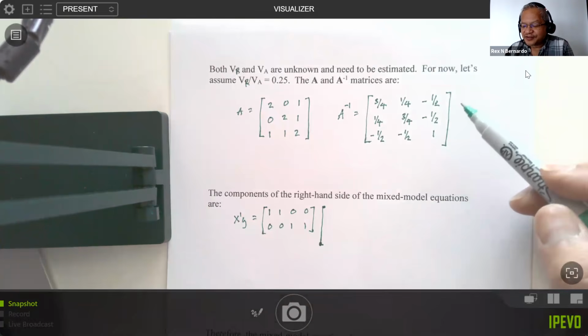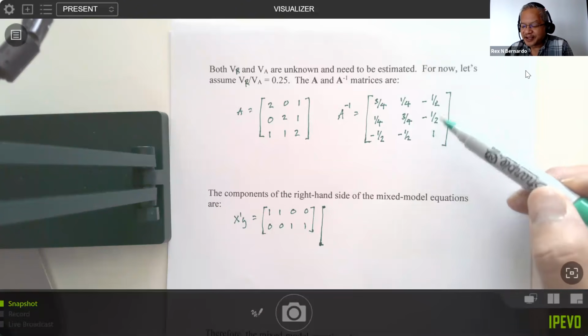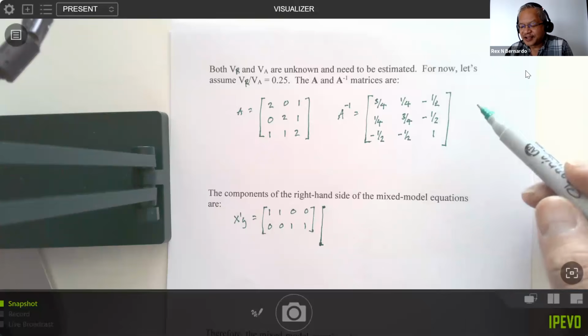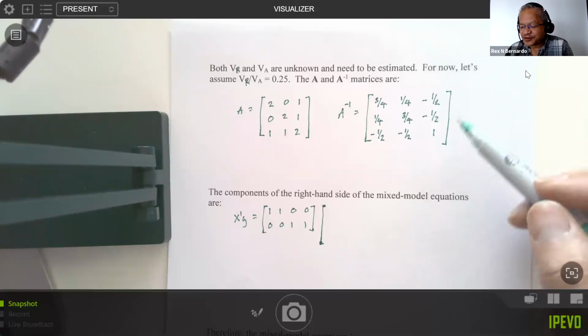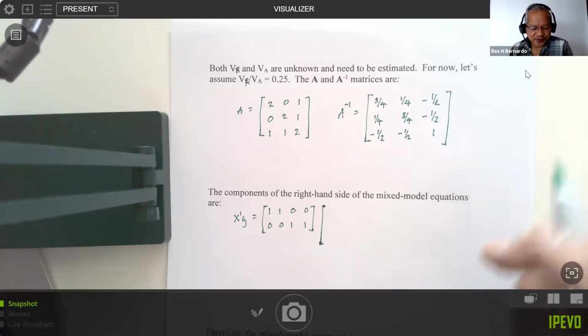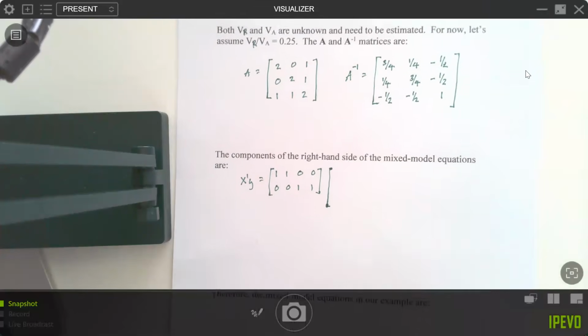You could, with some difficulty, do a 3x3 by hand, but in the class, in the book, we stuck with a 2x2. Beyond a 2x2, we just say, okay, we're going to use software to do that. Okay. Thank you. All right.